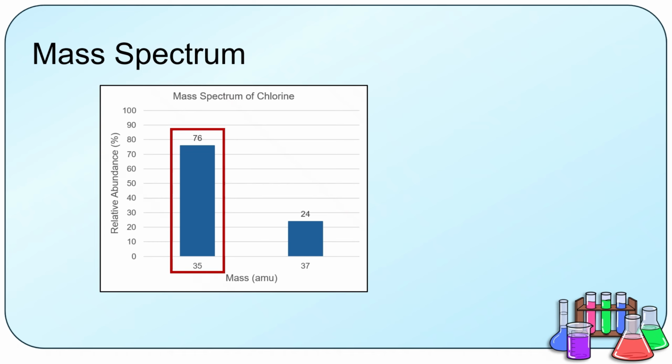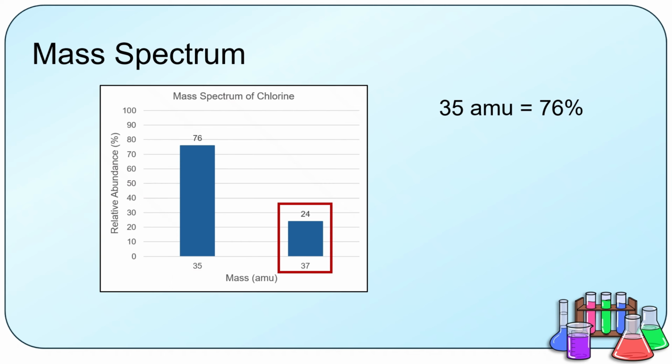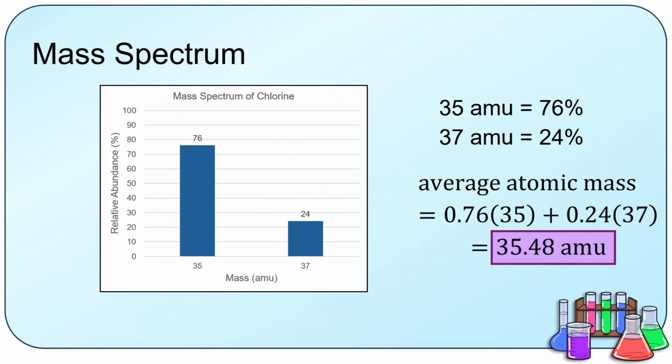This first isotope has a mass of 35 and a relative abundance of 76%. The second isotope has a mass of 37 and a relative abundance of 24%. Once you have all this information, you can do the exact same math to find the average atomic mass.